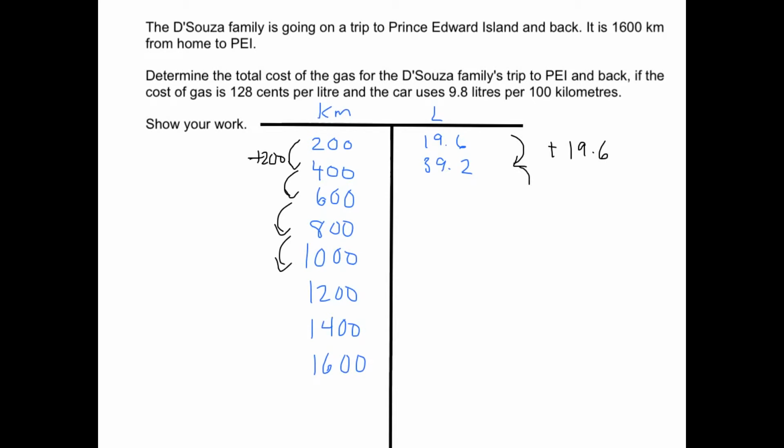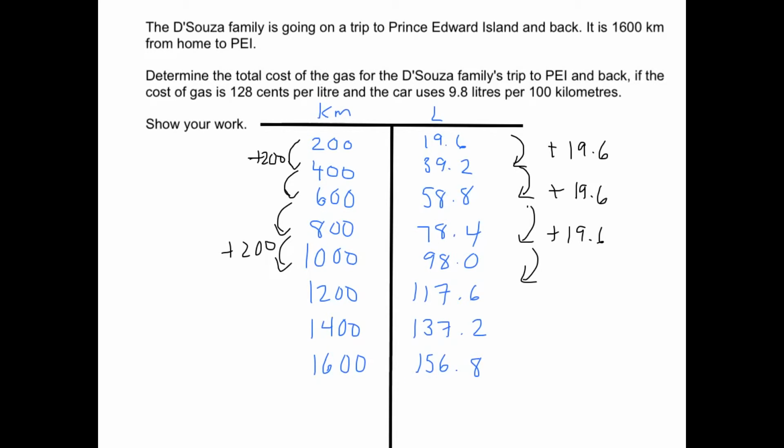So how would I figure out how many liters the car uses for 600 kilometers? That's right, we're going to add 19.6 again. 19.6 plus 39.2 equals 58.8. Let's complete this table by adding 19.6 every time we add 200 kilometers. Try it. Did you get the same answers? Check your table to make sure that the answers are the same.